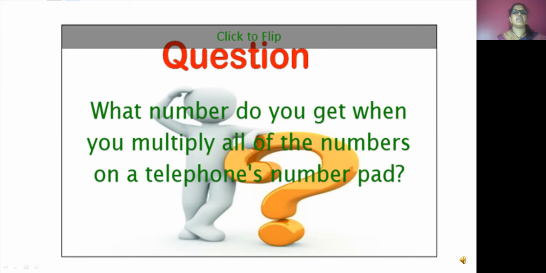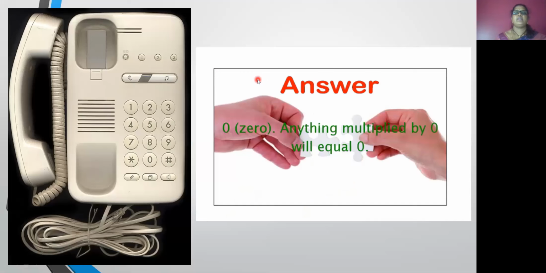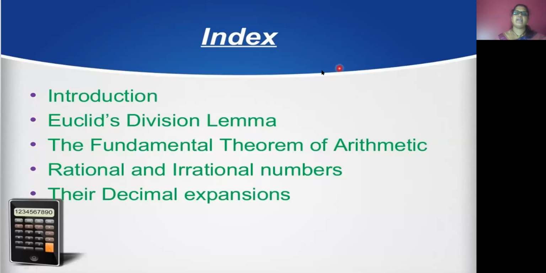Yes, correct, super. 0. When you multiply any number with 0, the solution will be 0 only. So you know that 1, 2, 3, 4, 5, 6, 7, 8, 9, 0: when you multiply any number with 0, you will get the product as 0. Very good. Let me start our class.